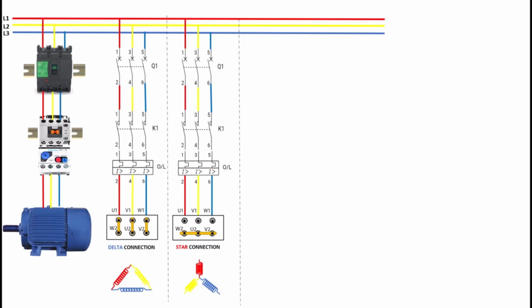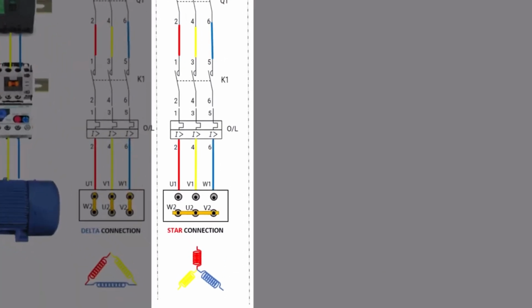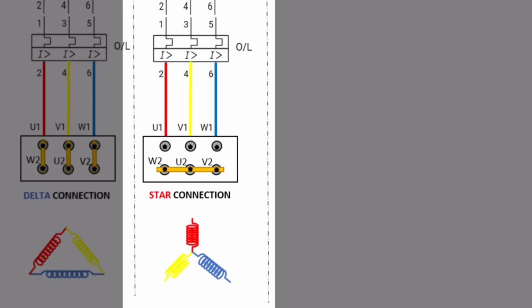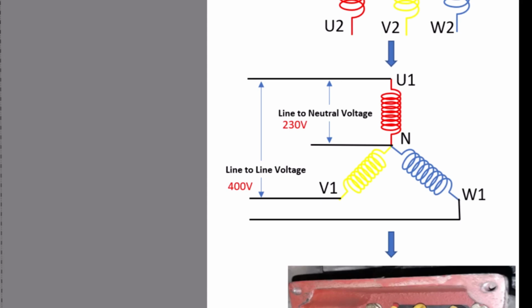Now let's discuss the star connection, also known as the Y connection. This configuration is commonly used in three-phase systems and is crucial for motor starting methods like star-delta starters. In a star connection, the three phases of the motor windings are connected to a common point, which is referred to as the neutral point. The other ends of the windings are connected to the power supply. This setup allows each winding to receive only a fraction of the line voltage. For example, if the line voltage is 400 volts, each winding in a star connection would receive about 230 volts.